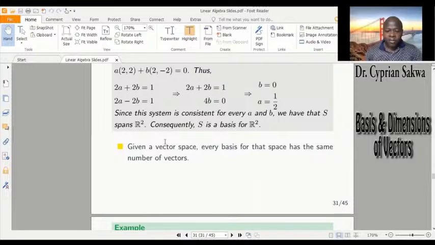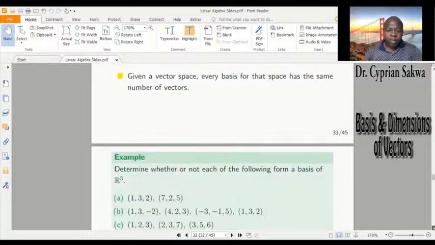Suppose I'm looking at R3, then a set that will be a basis of R3 should have 3 vectors, not more than 3 or less than 3. So that's what I mean by this point, and we'll see how this point will work out to be very important to us.